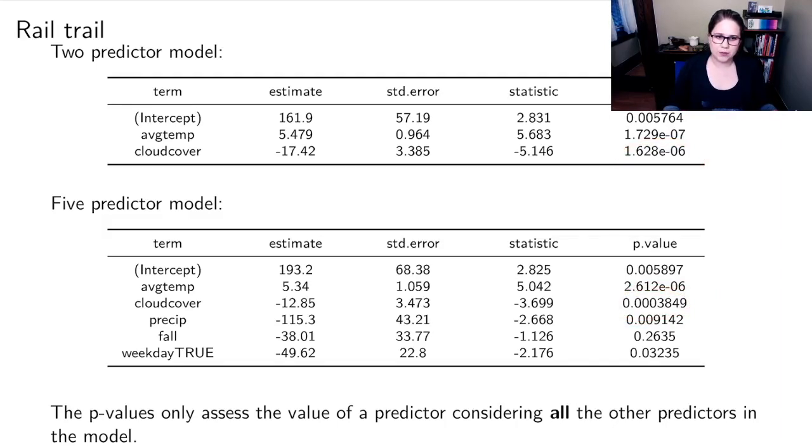And the p-values are only going to tell you about how good a predictor is in the context of all the other predictors in the model. So when we did this 2-predictor model, cloud cover was very, very significant. It was almost as significant as average temperature. It was 1.6 times 10 to the negative 6th. But then when we added in a bunch more variables, that p-value, it's still significant, but it became less significant. That p-value got larger. And so every time you change the model, you're going to change all the estimates, all the standard errors, the statistics, and all the p-values.